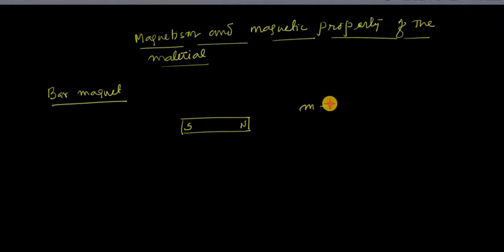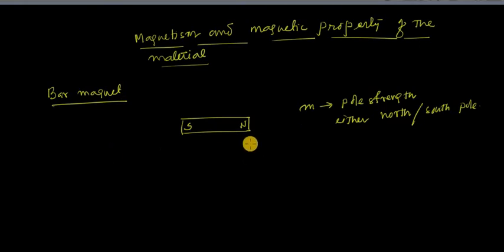Suppose M is the pole strength, either north pole or south pole. Both have the same pole strength M, and if the separation between the north and south pole is L, then this bar magnet is associated with a certain parameter that is called magnetic dipole moment.